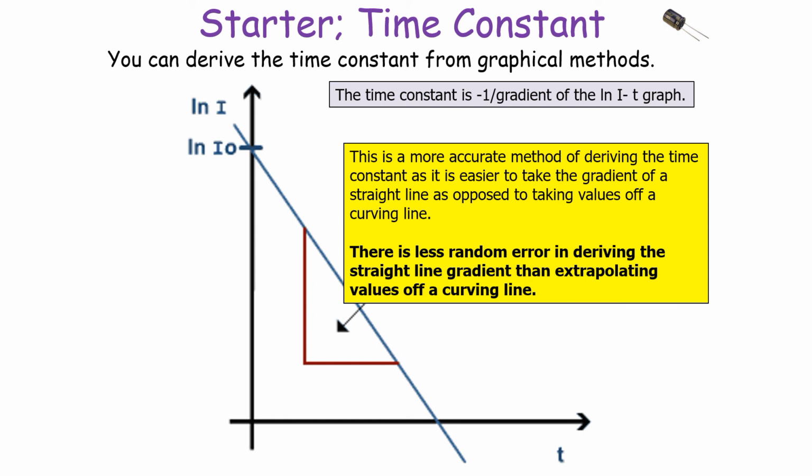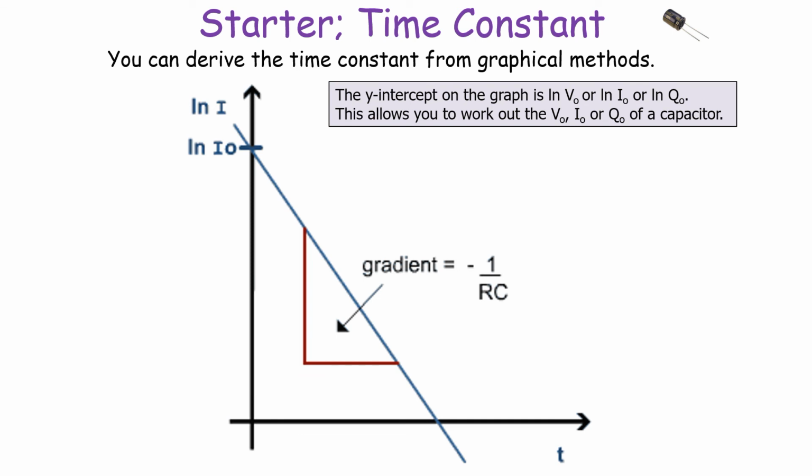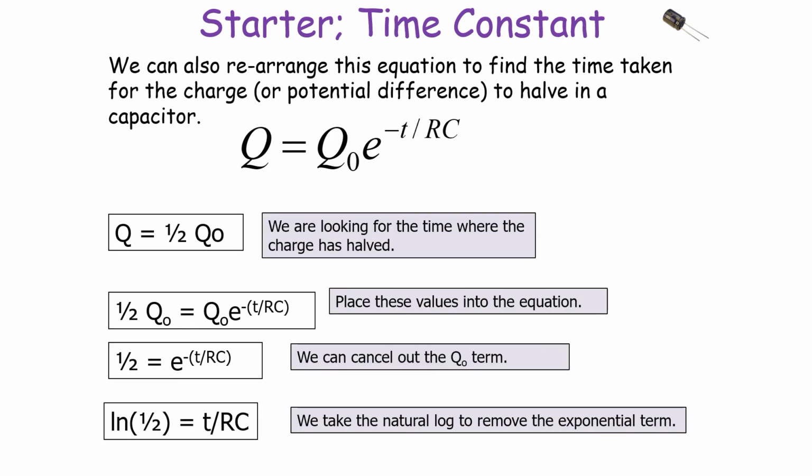So there's less random error in deriving the straight line gradient than extrapolating values off a curving line. But also remember, the y-intercept is either log V0, log I0 or log Q0, so you can then use this to work out V0, I0 or Q0. Now we can also rearrange the equation to find the time taken for the capacitor, so the charge or potential difference, to halve in a capacitor.